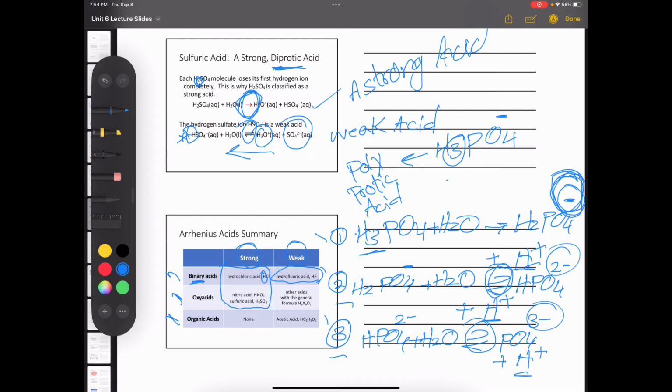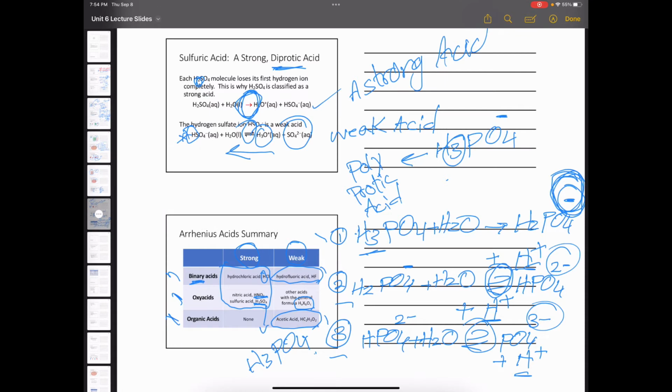The oxyacids are the ones with the general formula HaXbOc. So HNO3 will be part of this oxyacid group, H2SO4, H3PO4, and so on and so forth. These will be classified as oxyacids. Organic acids: none of the organic acids are considered strong acids. All of them are weak acids. An example for those is acetic acid, and we looked at that one earlier.